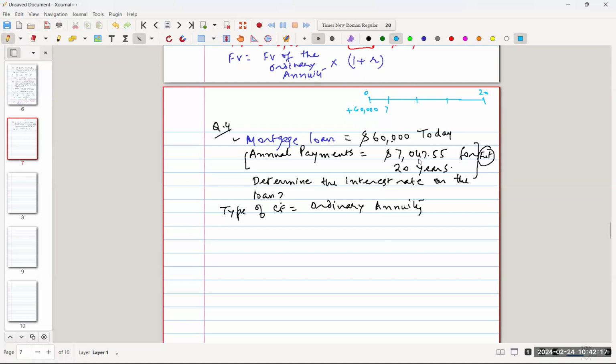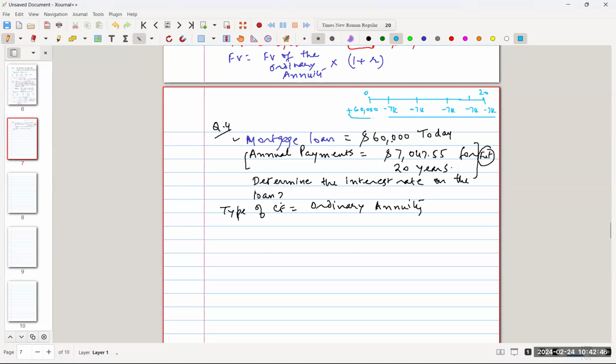Seven, it's approximately 7,000, because I don't have enough space. I'm just writing an approximation to make a point. Where is my pen? So you are making payments because the money is leaving your pocket now: minus 7,000, minus 7,000, minus 7,000, minus 7,000, and so on till 20 years. This is the situation. So this is the annuity part of it.